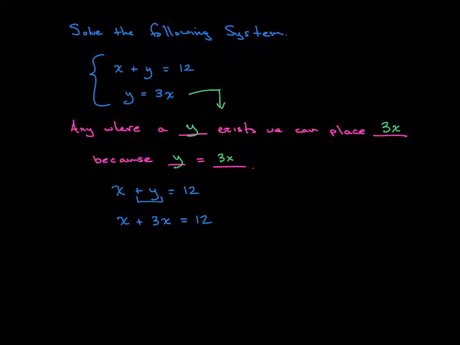And why is this important? Because this now allows me to have an equation I can solve, because you can't solve an equation that has more than one variable in it. You have to get it down to just one variable. So I took the y out and replaced it with 3x, so now I have a bunch of x's. Now I can combine those two into 4x and say that equals 12.